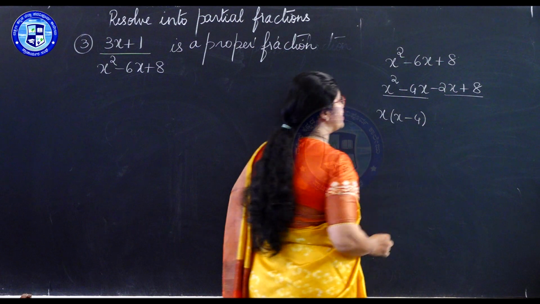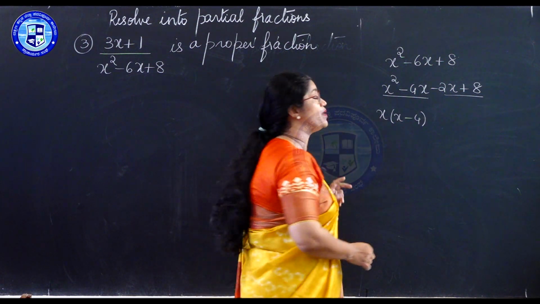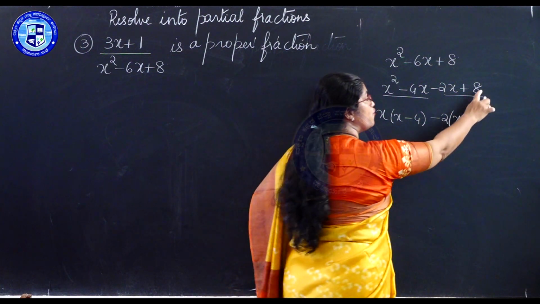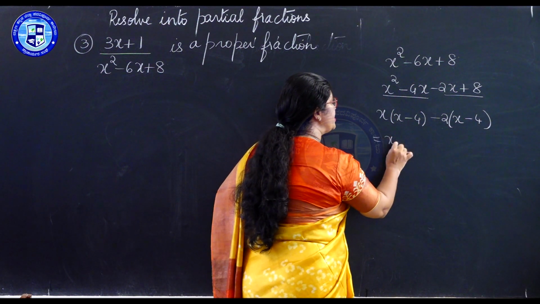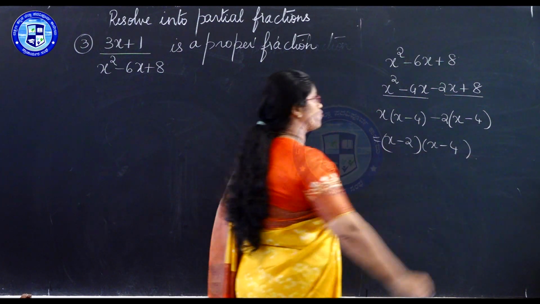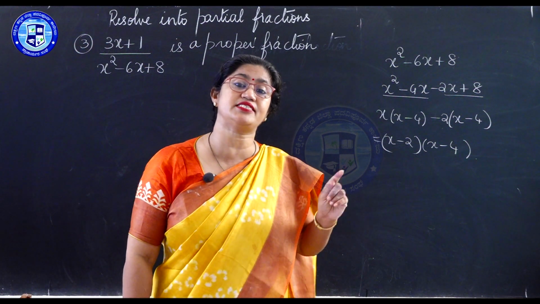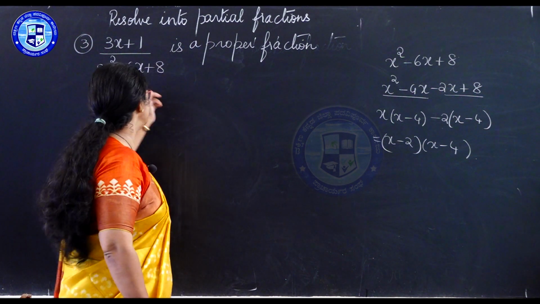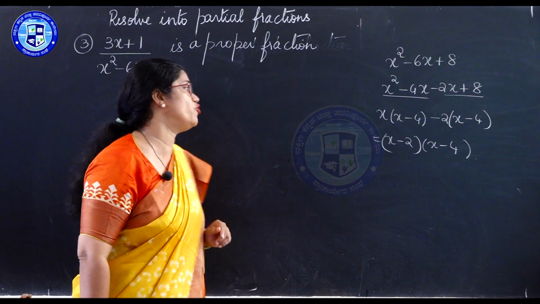Take these two factors. You know 2 is common, but you want to get x, so you have to take minus 2 outside. If I take minus 2 here, I get x. From here, if I take minus 2, I get minus 4. So this could be written as x minus 2 into x minus 4. So now you know that the denominator can be factorized into a product of linear factors. So if it is given in this form, you first need to factorize the denominator.